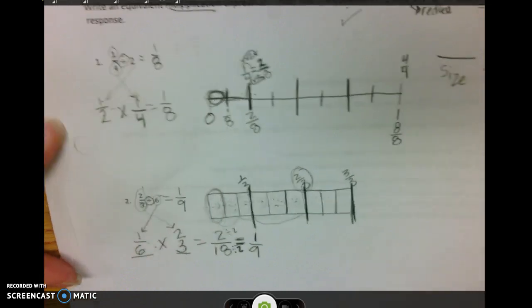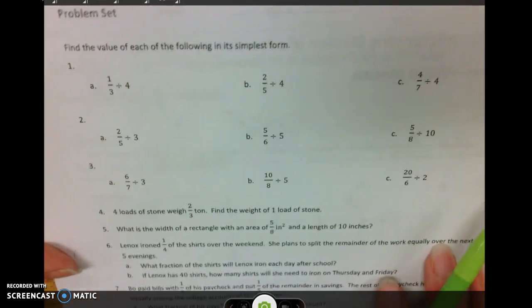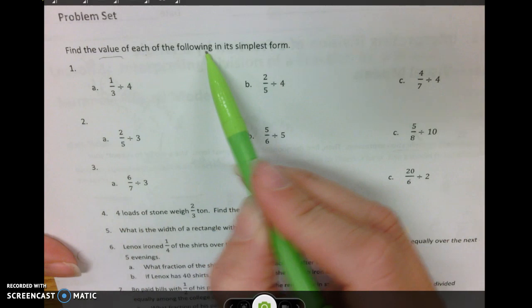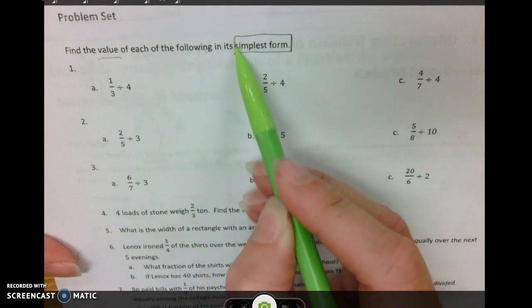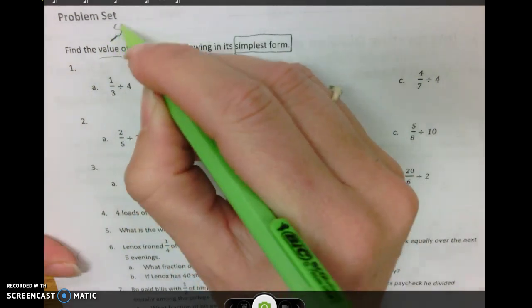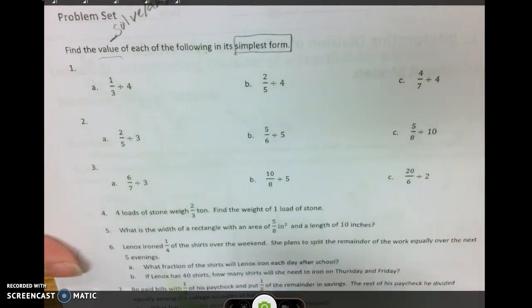So let's take a look at our problem set now. So on our problem set, it says find the value of each of the following in its simplest form. Whenever they say find the value, they want us to solve or answer these questions.